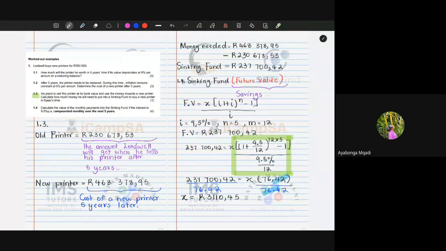Okay, awesome. So this is the amount, guys, they need to put in monthly so that come year number 5, they'll be able to afford that difference, which is their sinking fund, to supplement the money they will get from selling their old printer to get the new one. Do you guys understand?